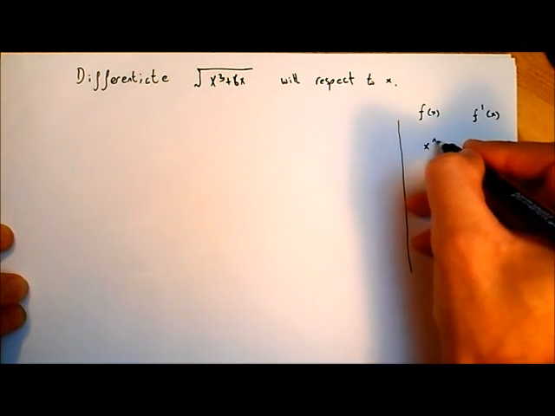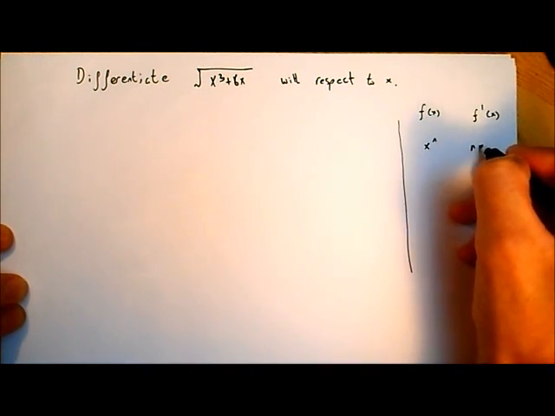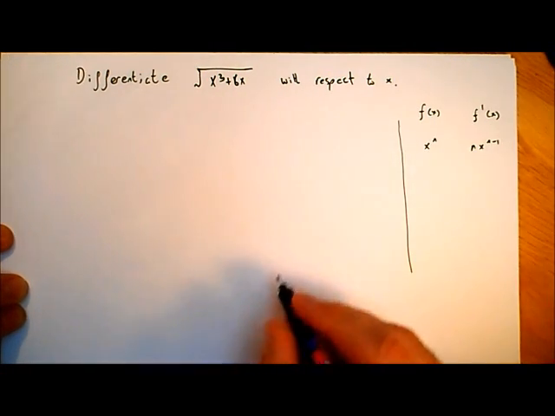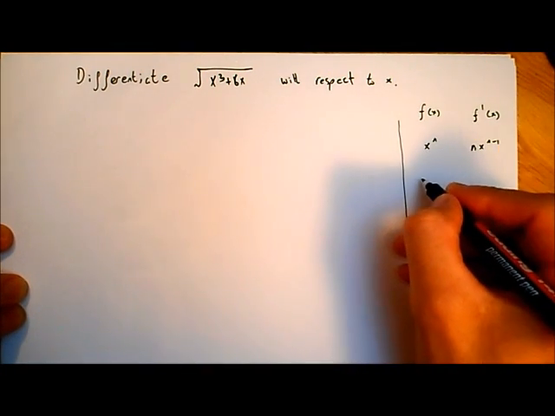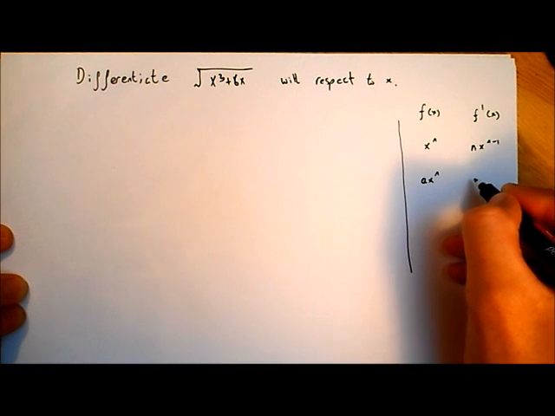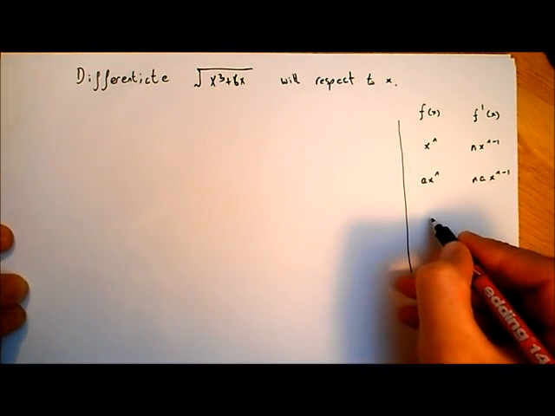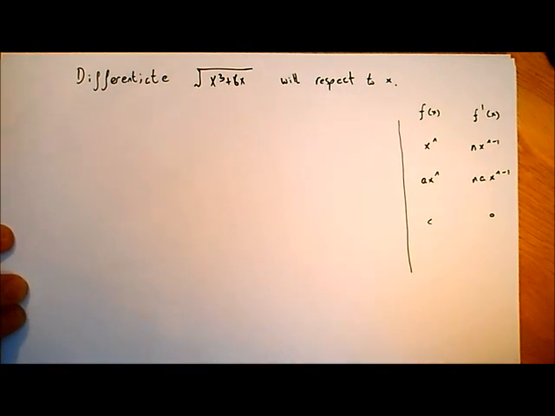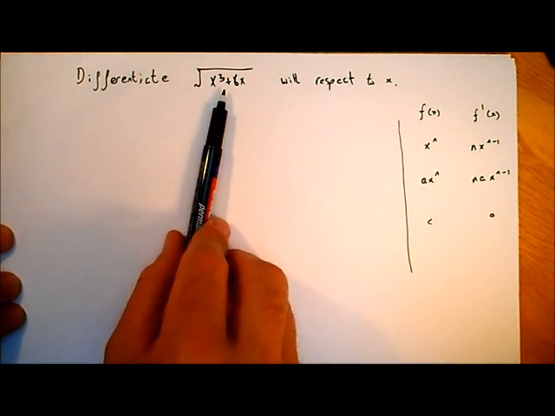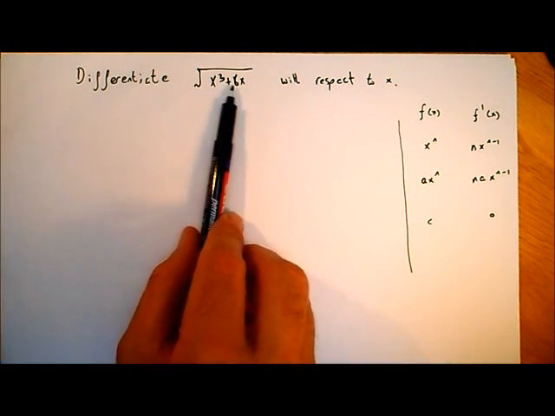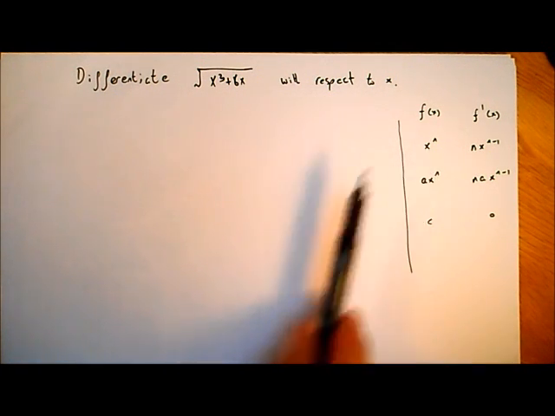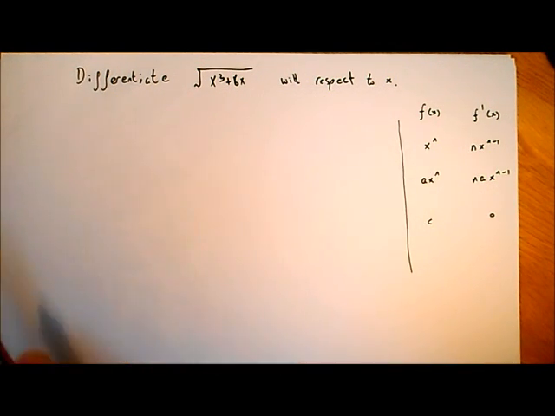So when I differentiate x to the power of n, at this stage you should know these fairly well, I get nx to the power of n minus 1. ax to the power of n, I get n times ax to the power of n minus 1, and differentiate a constant, I get 0. So the square root of x cubed plus 6x doesn't look like any of them. So we're going to have to use the chain rule to differentiate.